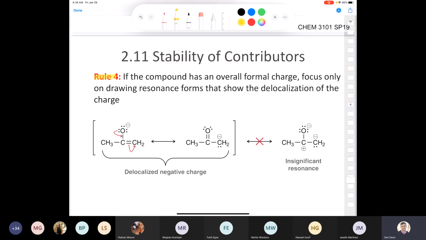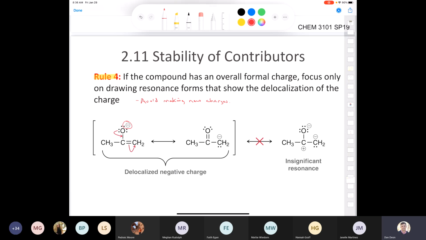If the compound has an overall formal charge, you focus on drawing resonance forms that only show the delocalization of that charge. You know what? There's an easier way to state this rule, and that would be this: avoid making new charges. So don't go making a bunch of new charges for nothing.